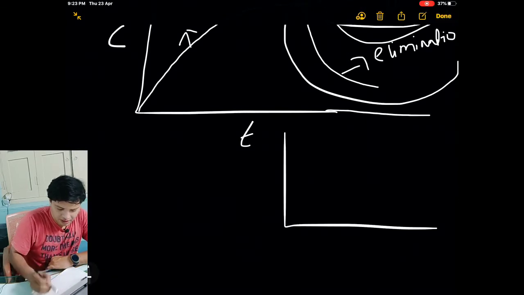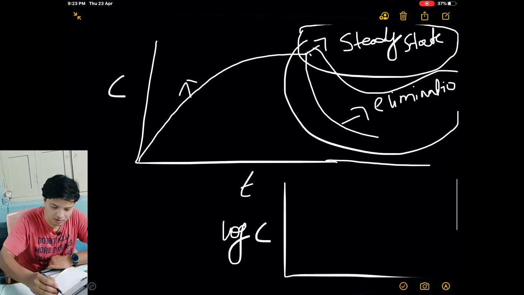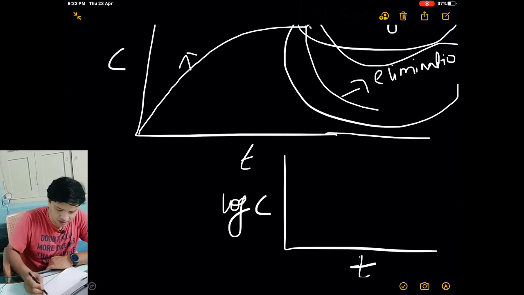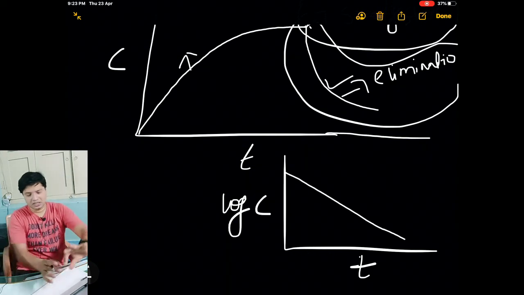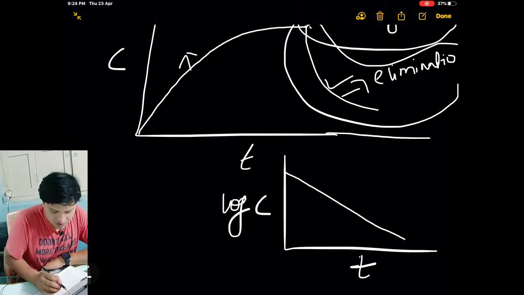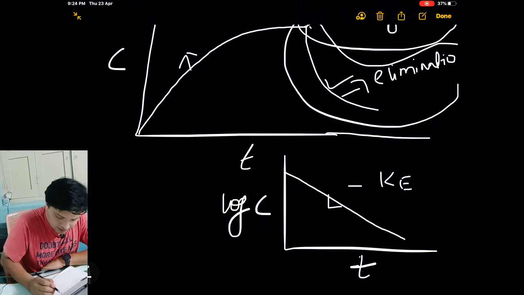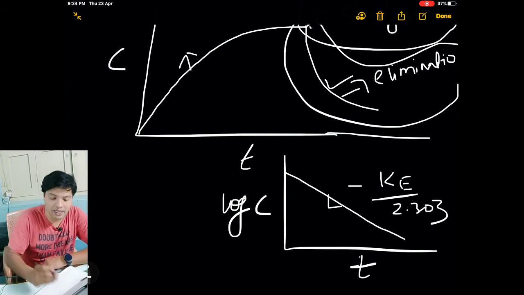If I take that curve on a semi-log graph instead of concentration, then what happens? Whatever the curve is, this one, it will become straight. I am only mentioning this curve here, only this part, the elimination part. This will become straight and the slope will give you Ke by 2.303. Now from the elimination part, after stopping your infusion, you can determine the Ke value.